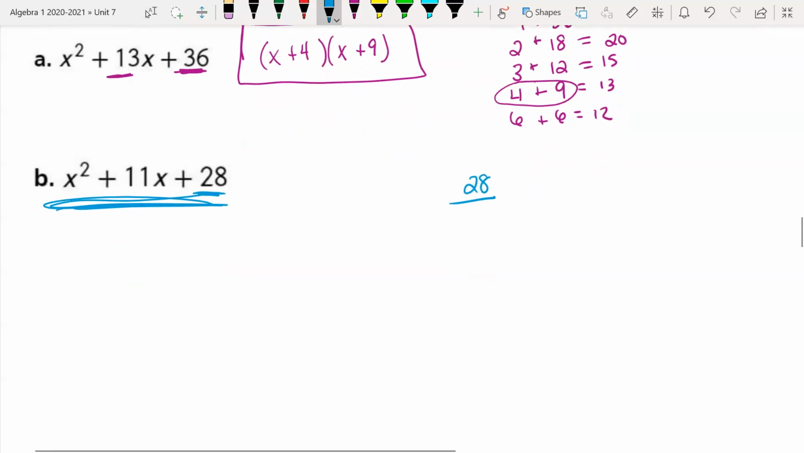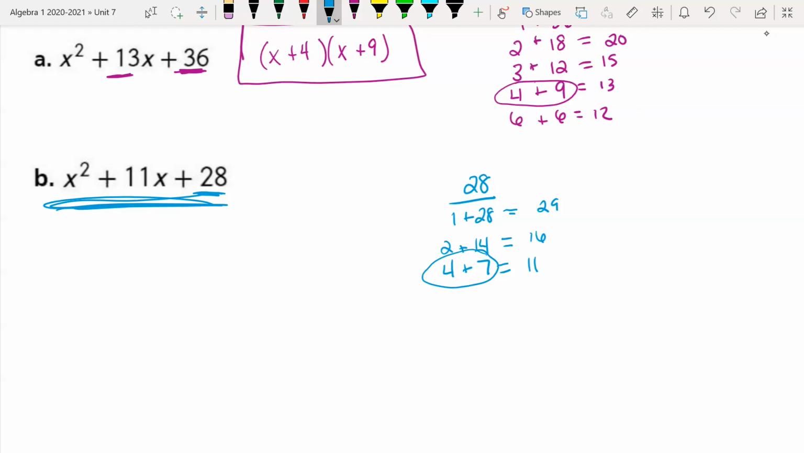So again, I will list the factors of 28. 3 doesn't go into it, so I'm not going to use that. 4 and 7, and that's it, right? Then we can add them to see what works. That'd be 29, 16, and 11. Remember, I wanted to add to the middle number, so 4 and 7 is going to be my pair. So I'm going to say x plus 4, x plus 7.